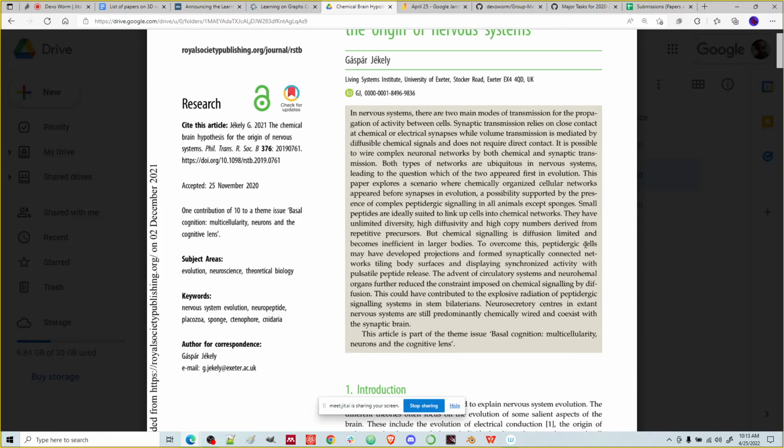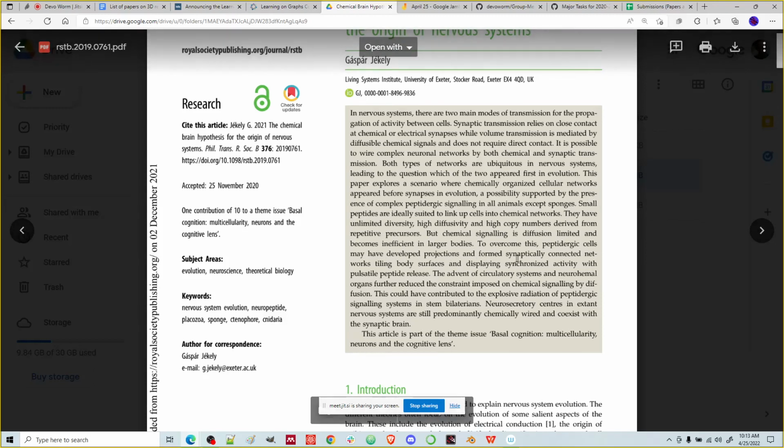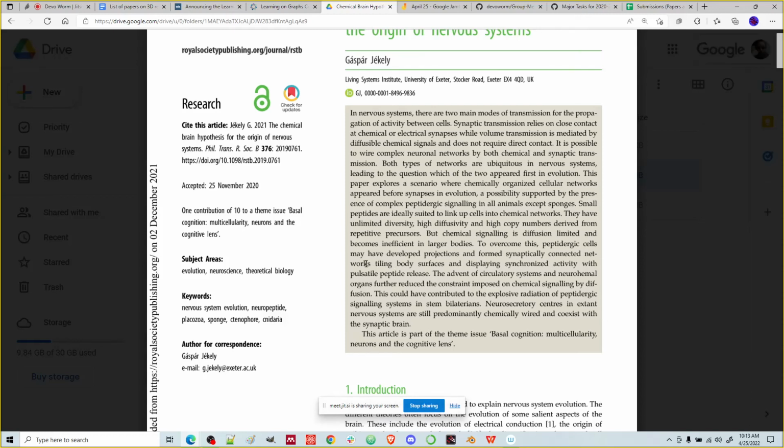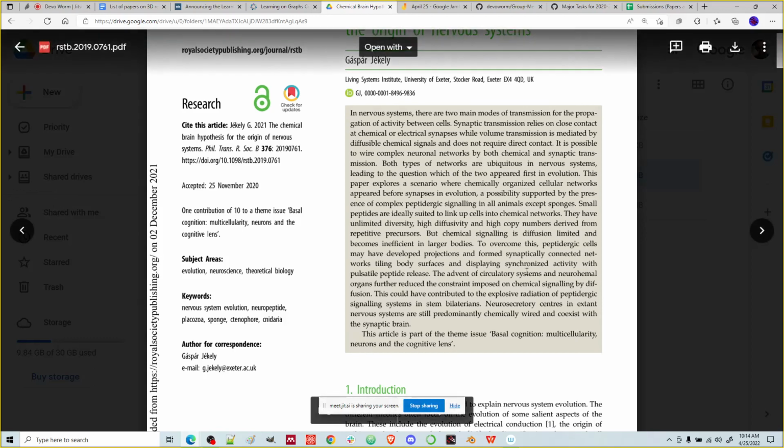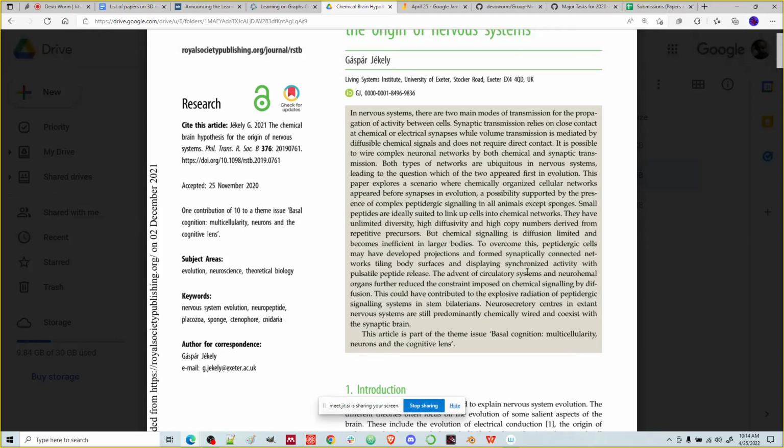To overcome this, peptidergic cells may have developed projections and formed synaptically connected networks, tiling body surfaces and displaying synchronized activity with pulsatile peptide release. Basically, this would be a set of adaptations to the size limitations. So as the size of these networks got larger, they started to develop things that look more like a synaptic nervous system. And then synapses just made this all more efficient. And so you still have peptidergic signaling, but it's less predominant in most complex organisms, we'll say.